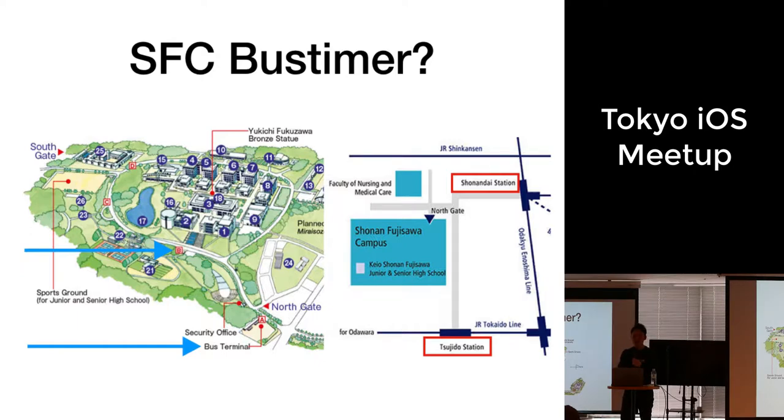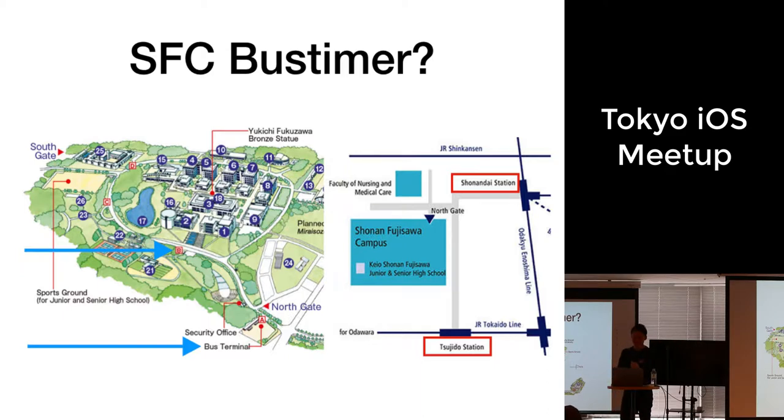Shonan Fujisawa campus. What's funny is, because we're KU University, and the acronym is KO Shonan Fujisawa Campus, right? But when they first came out with the acronym idea, it almost became KFC, until someone stepped in and said, yeah, we should probably not do that.